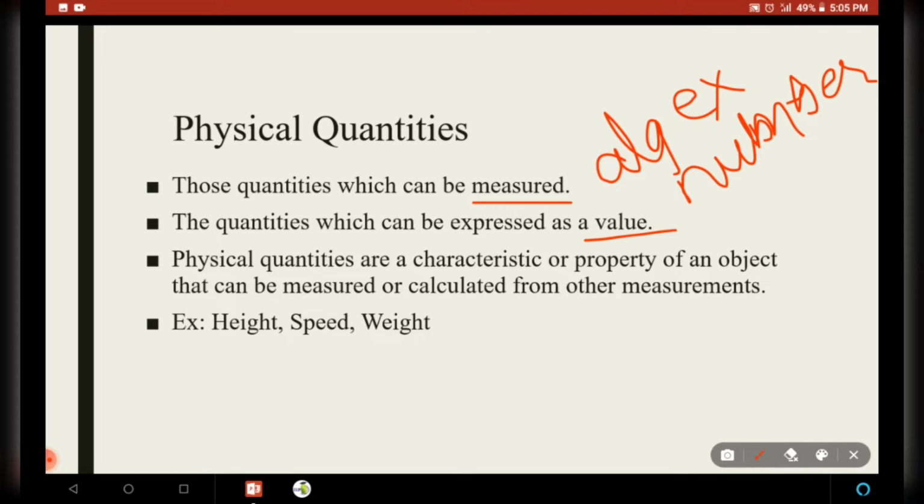A physical quantity is a characteristic or property of an object that can be measured or calculated from other measurements. In a nutshell, the characteristic or property of an object or a system which can be measured or calculated is called a physical quantity. For example, the height of a building can be measured easily, the speed of a vehicle is also measurable, and the weight of some object is also measurable. These are called physical quantities.